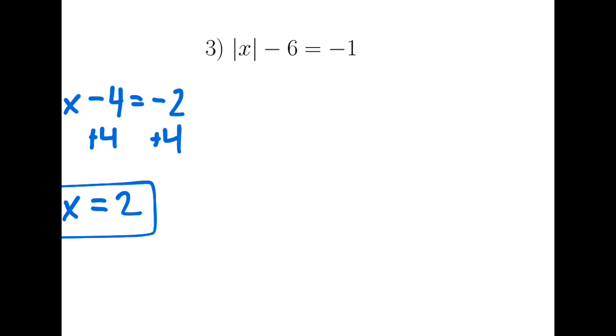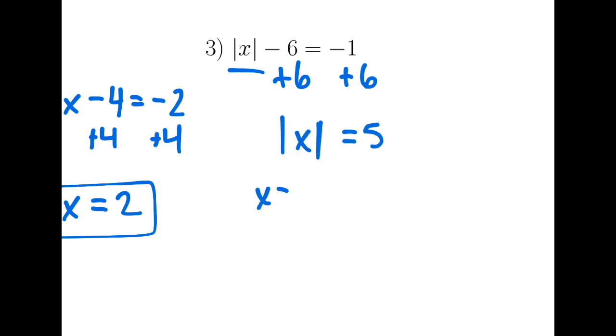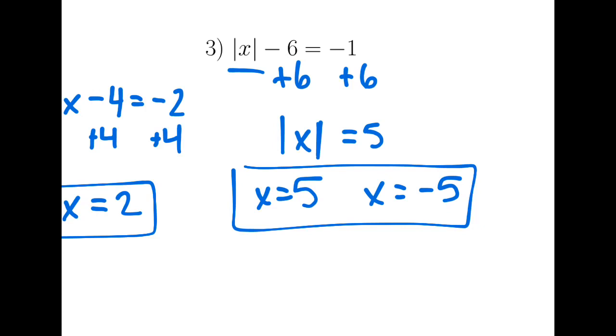And then to make things a little bit trickier, what if we have the absolute value of x minus 6 is equal to negative 1? Well, let's just get the absolute value by itself. So add 6 to both sides, so the absolute value of x is equal to 5. So x could either be 5 or x could be a negative 5, and there's nothing left to solve there, so those are our two solutions.